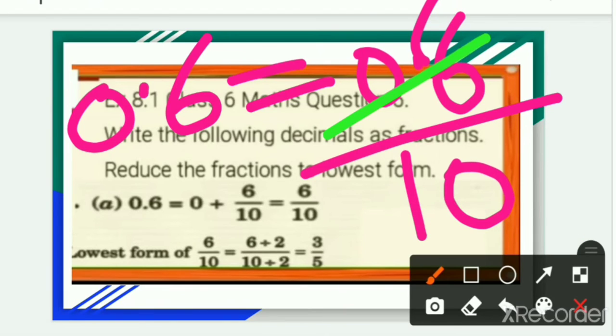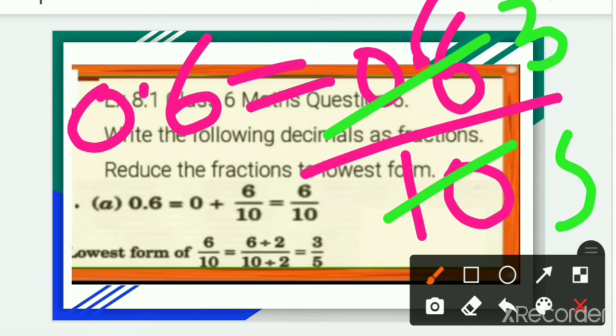We have 2 3s are 6 and 2 5s are 10. Okay, so it will be 3 by 5. You should cut with the same number in the numerator and the same number in the denominator. If you are taking 2 3s are 6 here, the same number should go down also. Okay, from the same number you have to make it simplest form. The same number you have to divide. Okay, 2 3s are 6 and 2 5s are 10.